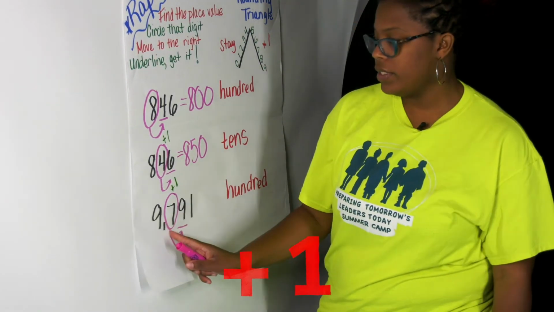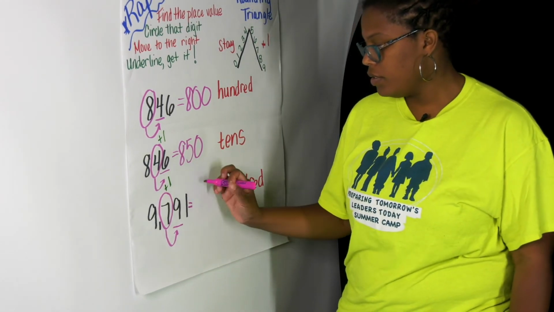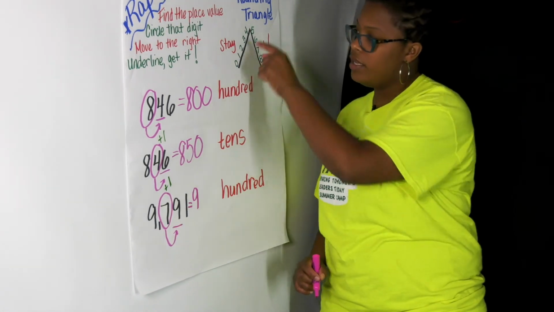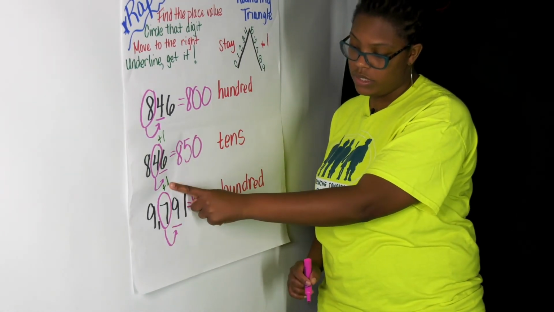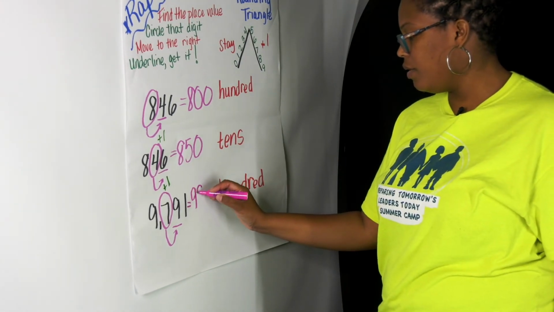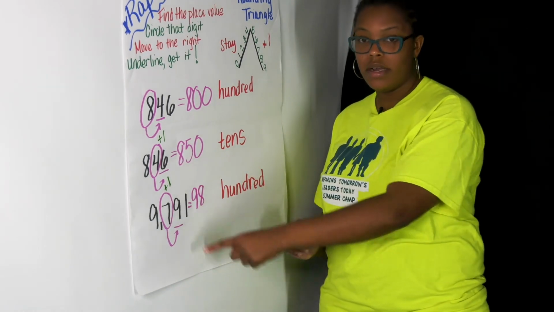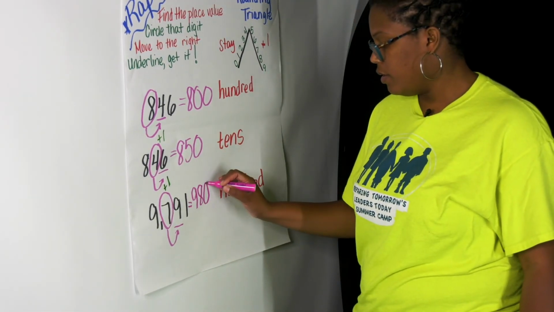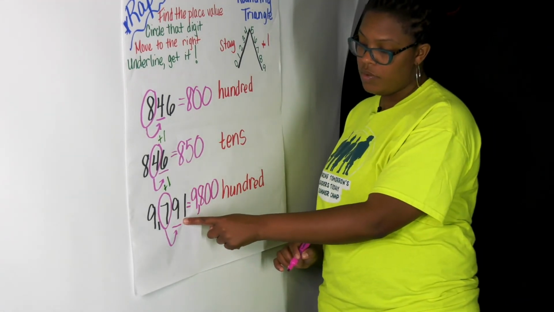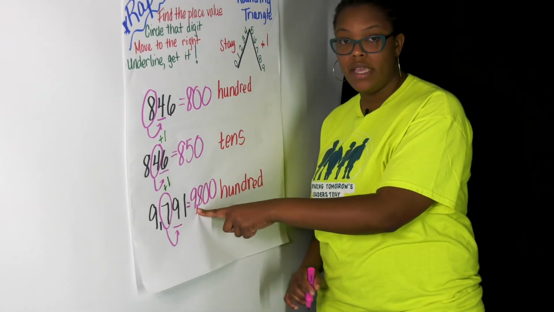Anything in the front of your circled digit stays the same. So the 9 stays the same. Now, what did our get it tell us to do with our circle digit? Add 1. So that turns into an 8. And anything after our circle digit becomes a 0. So 9,791 rounded to the nearest hundred is 9,800.